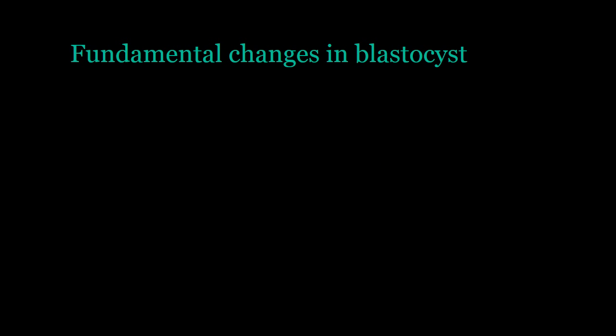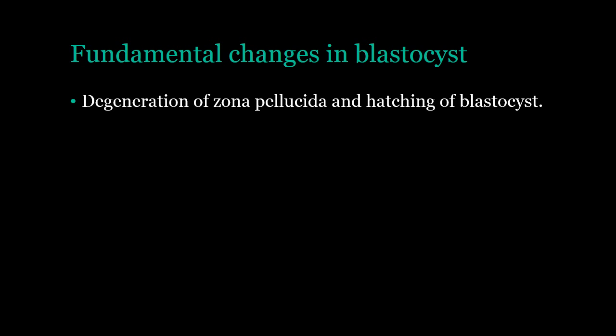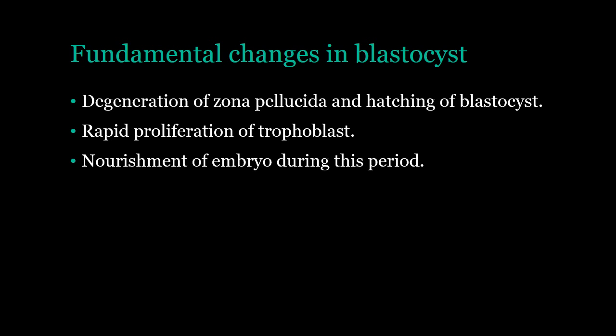Changes that occur within the blastocyst itself are fundamental to the initiation of the process of implantation. Firstly, the zona pellucida degenerates and is shed off, which results in the hatching of the blastocyst. As there is no restriction with the zona pellucida gone, the rapid proliferation of the trophoblastic cell layer causes the blastocyst to increase in size rapidly. During this period, the embryo obtains its nourishment from the uterine fluids.